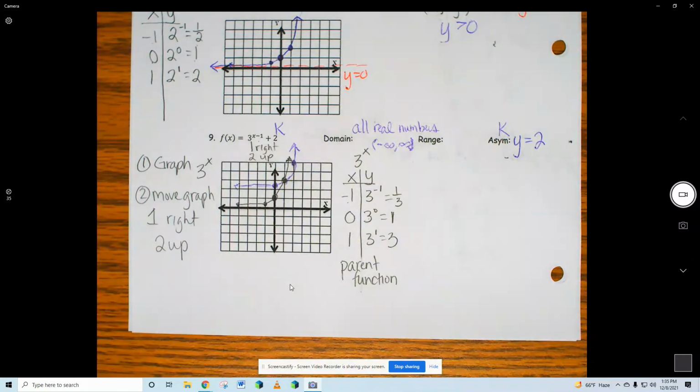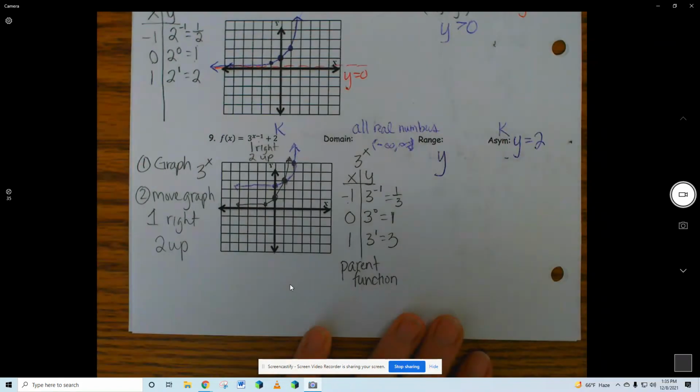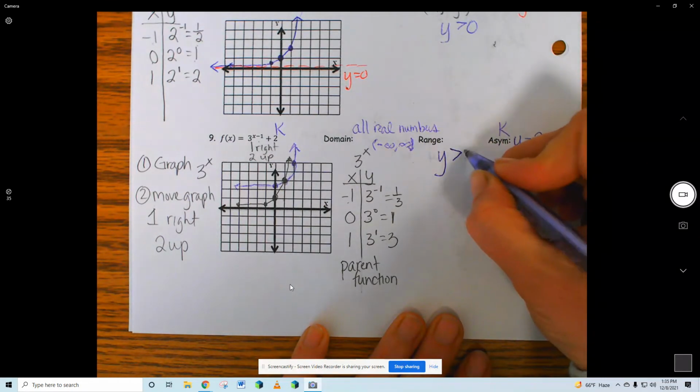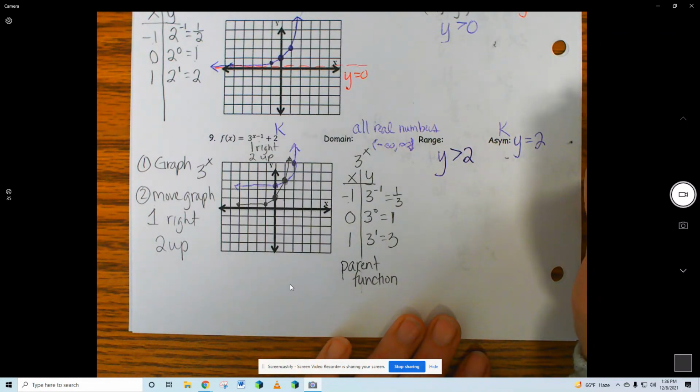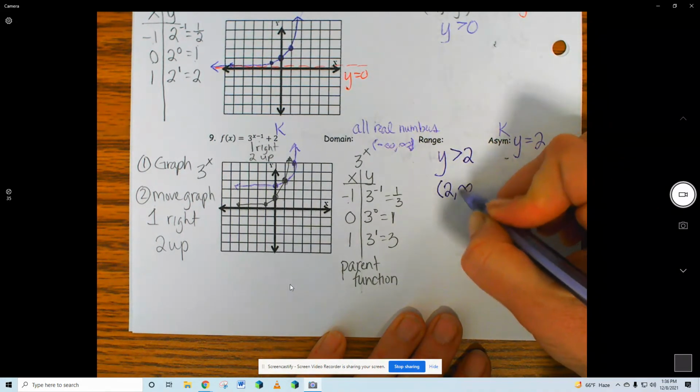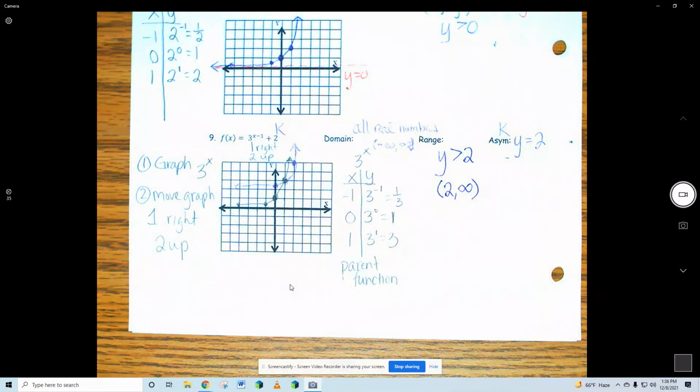But my range, low to high. It's not at negative infinity. My purple line's not touching there. Nope. It gets really close to this 2, but it doesn't touch 2. So that's going to be y, because range is the y, is greater than 2. Another way to write it would be, I put parentheses 2, comma, infinity. That's the interval notation way.